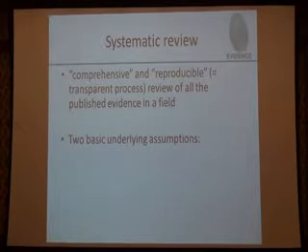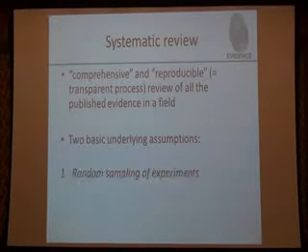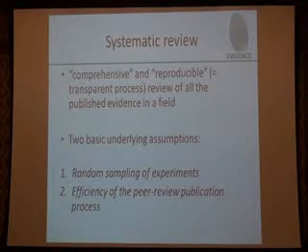There are 2 basic underlying assumptions that make a meta-analysis and a systematic review worth our attention. One is we have to assume that since all the studies answer the same question, the only true difference between the studies is the underlying population. It is a random sampling of population that is tested over and over with the same intervention. And the second is that the peer review publication process is efficient.